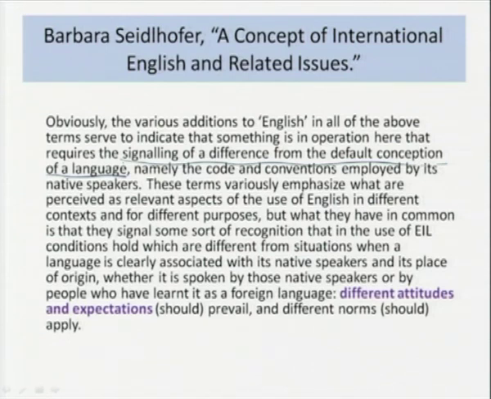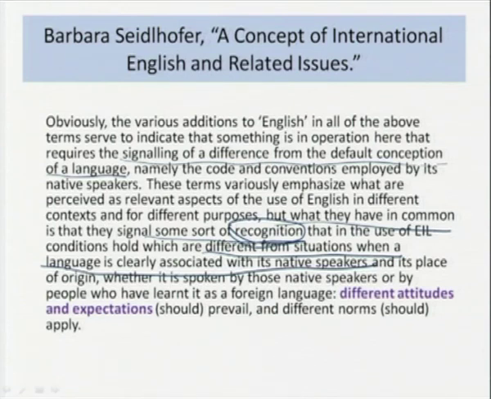These different terms used for international English variously emphasize what are perceived as relative aspects of the use of English in different contexts for different purposes. But what they have in common, this is important, is that they signal some sort of recognition that in the use of English as an international language, conditions hold which are different from situations when a language is clearly associated with its native speakers and its place of origin.